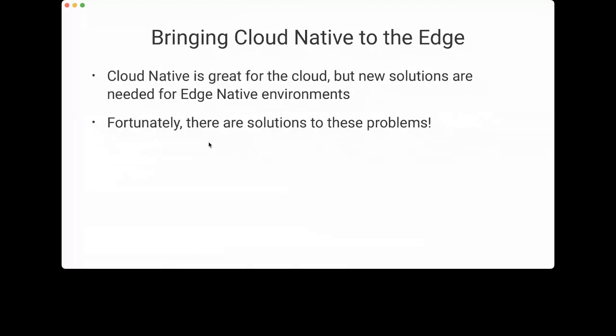And cloud native is great for the cloud, but new solutions are needed for what we're referring to as edge native environments. And what's nice is that there are solutions to these problems. So with that, I'll turn it over to my colleague, James Moore, who will dive into what CRDTs are, how they work, and hopefully gives everyone some ideas of how they can use them in their projects.